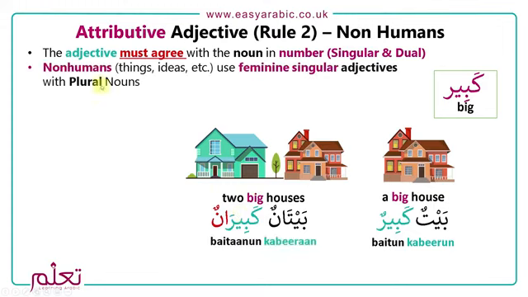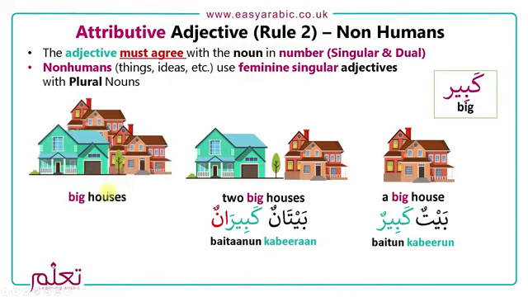Now when we talk about non-human things, instead of using a plural adjective, we use a feminine singular adjective. I'll show you. We've got big houses. The plural for house is buyut, so bait becomes buyutun, but instead of saying buyut kabirun, we will say kabira. So we use the singular adjective when it comes to plural objects. This is plural, but this is feminine singular. So buyutun kabiratun.